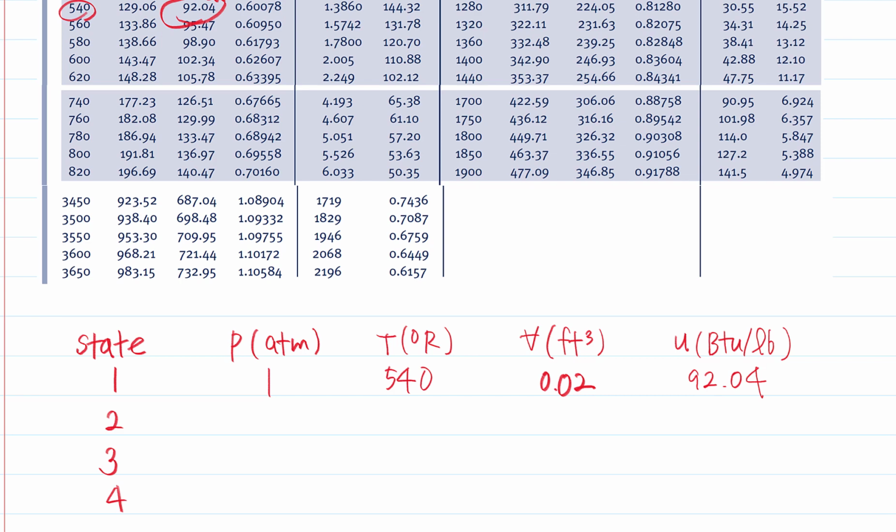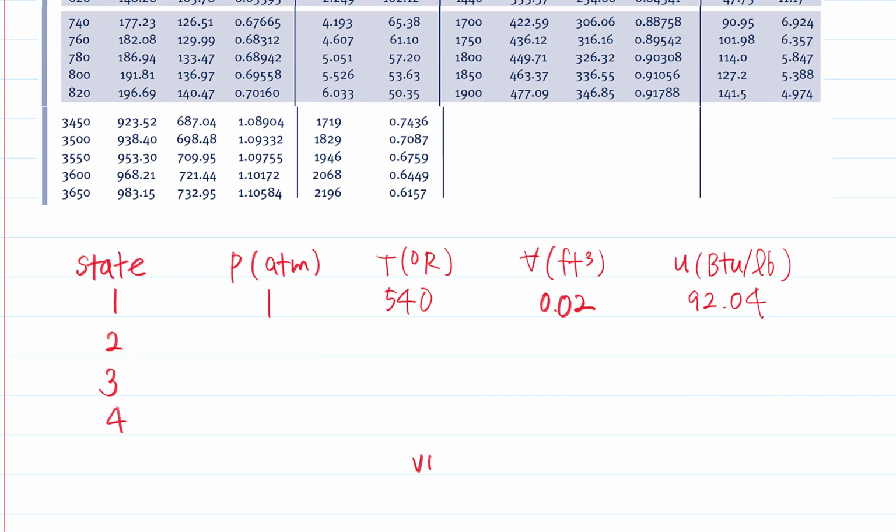And state 2, we don't know much about state 2. The compression ratio r is given, so compression ratio V1 over V2 is given. It is 8. So V2 is V1 over 8. V1 is 0.02. So V2 is 0.0025 cubic feet.